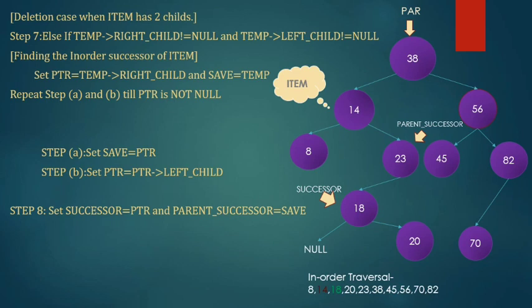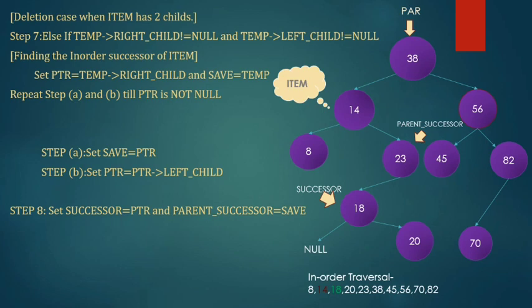What if our item has 2 children? We come across our third case in deletion, that is, deletion of a node that has 2 children. It would mean that both left and right child would not point to null. As Samiksha has explained, we would need item's in-order successor, and for that, we keep ptr as an iterator that starts from the first node of item's right subtree. That is why ptr is equal to temp arrow right child.